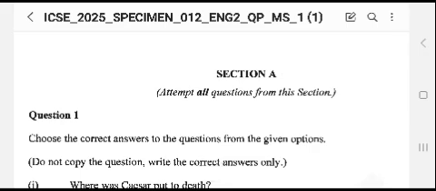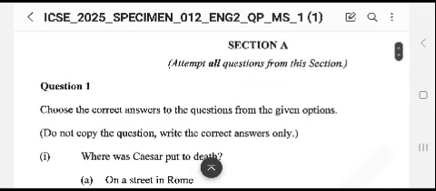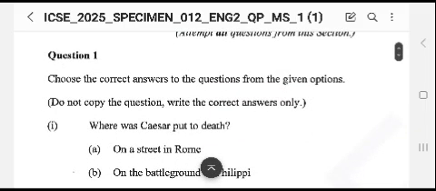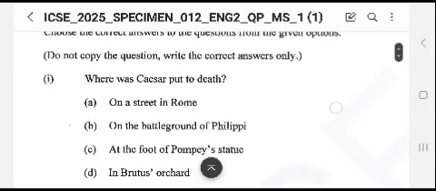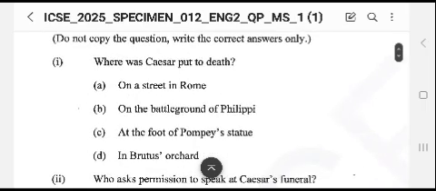You can see: attempt all questions from this section. The first part, section A, is choose the correct answers, that is, MCQ questions. In this you need not copy the question, write the correct answers only. You need to write only the correct answers. Now I am just telling you how to select the correct answers.